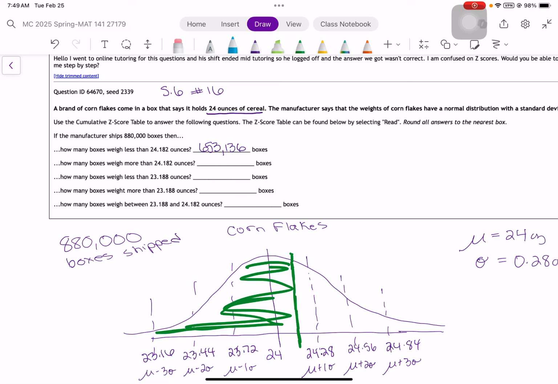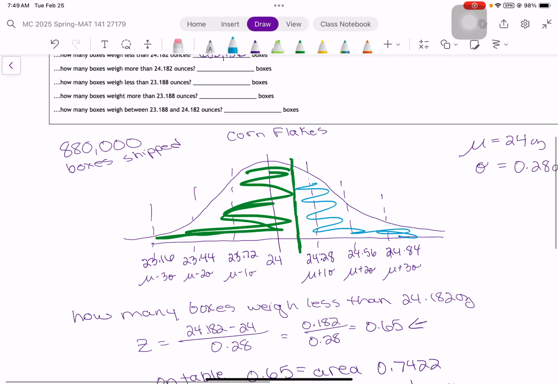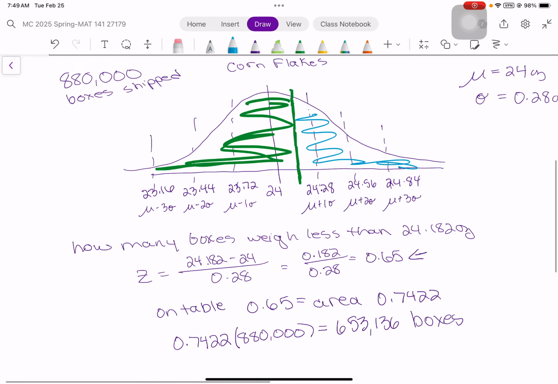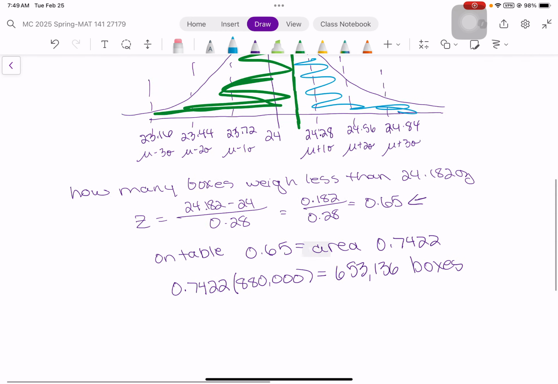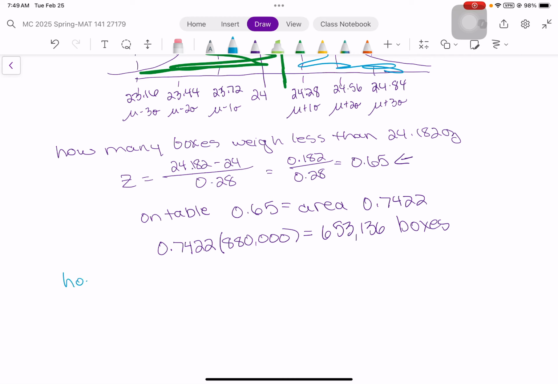Then it says, how many weigh more than that? Well, that would be the boxes that are on the other side. First of all, I could just take 880,000 and subtract that, right? Or I could subtract 0.7422 from 1, and then multiply it by that 880,000 boxes again. So I'll do it two different ways. How many weigh more than 24.182 ounces?